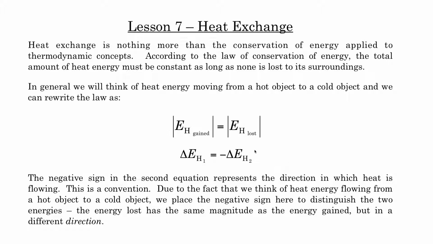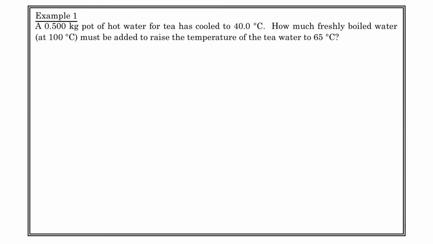So what we're going to do now is work with the concept that we learned yesterday, this heat energy equation, and look at a couple of examples. So we have two examples coming up. The first one is basically hot water for tea, right? We have half a kilogram of hot water, and it's cooled down to 40 degrees Celsius, which is no good. If you're making tea, that tea needs to be hot, okay?